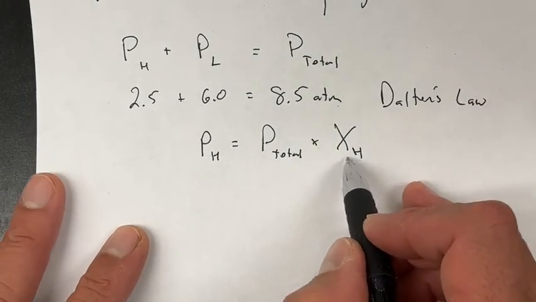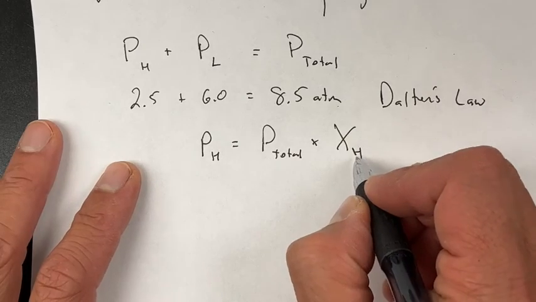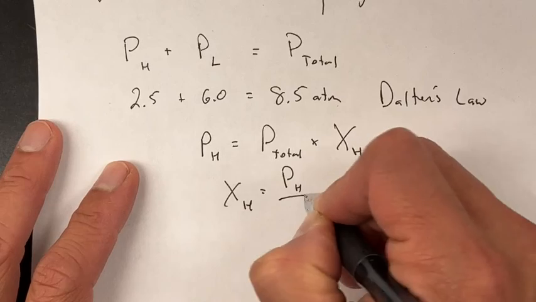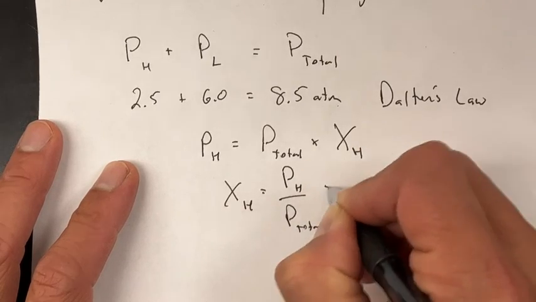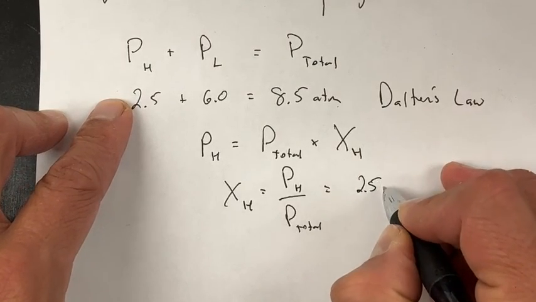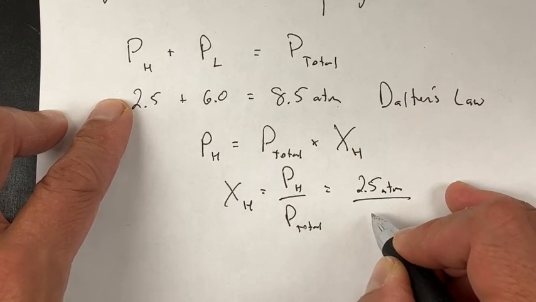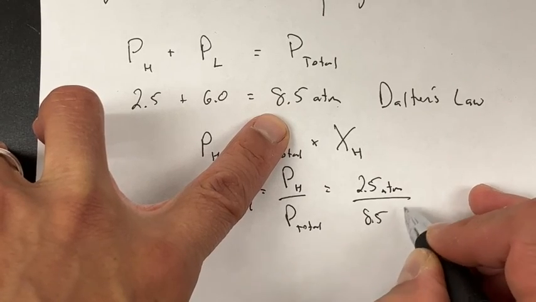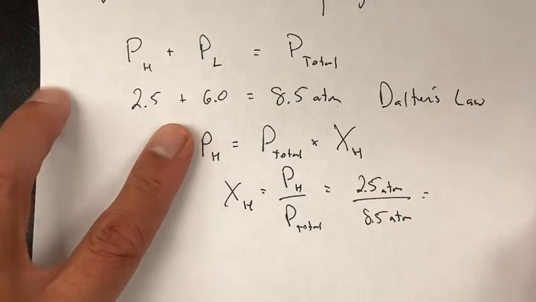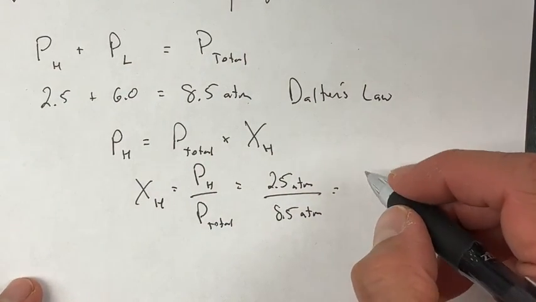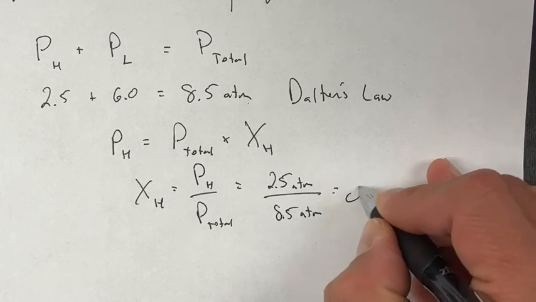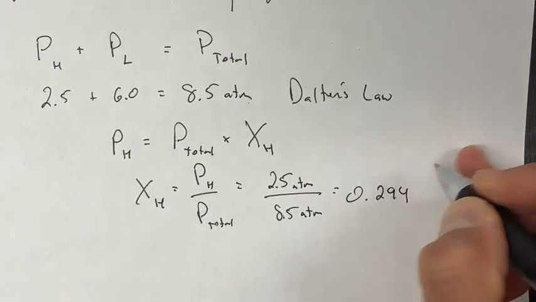I want to get the mole fraction of heavy. So X heavy is just going to be P heavy over P total, which is 2.5 atmospheres over the total pressure, which is 8.5. I'm just taking a fraction, whatever fraction of gas is in there, and if I divide that out, that's going to equal 0.294. Okay.